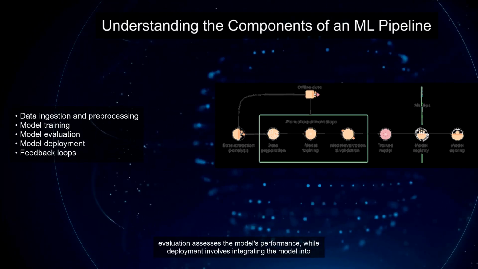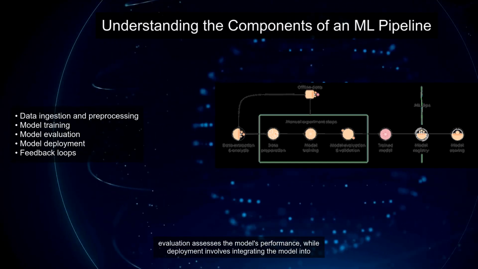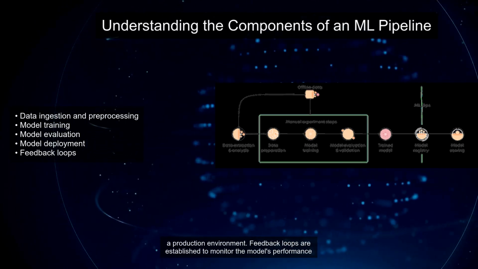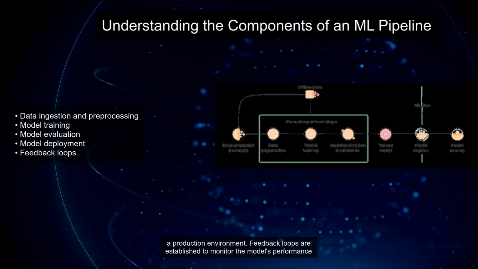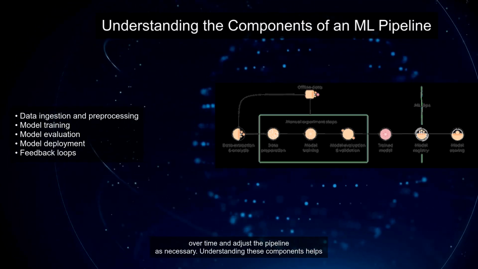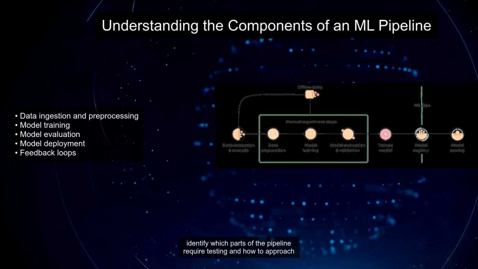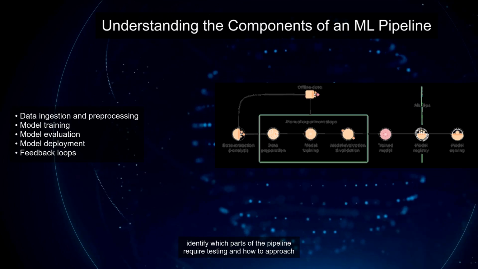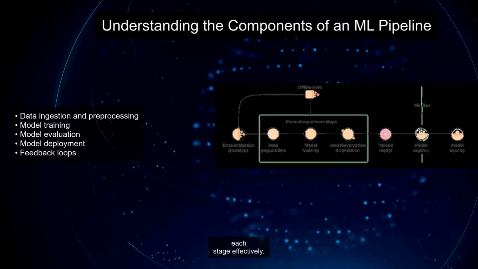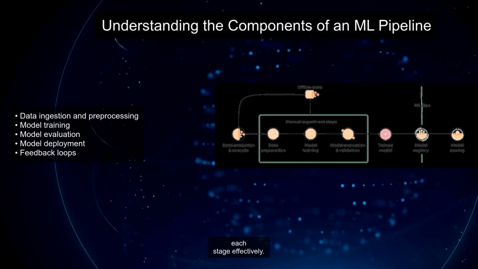Model training is where the algorithm learns from the data. Model evaluation assesses the model's performance, while deployment involves integrating the model into a production environment. Feedback loops are established to monitor the model's performance over time and adjust the pipeline as necessary. Understanding these components helps identify which parts of the pipeline require testing and how to approach each stage effectively.